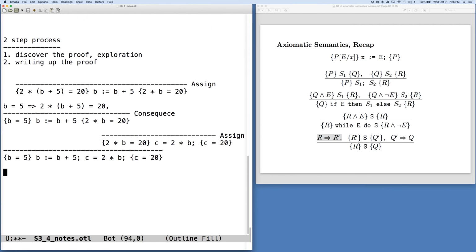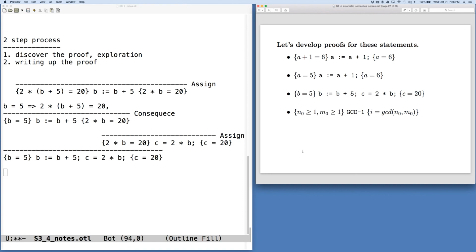We might move on to the next one, and that one is a proof about this GCD program. So to keep all these videos short and manageable, we'll pause here and start another one for the proof of the greatest common divisor program.